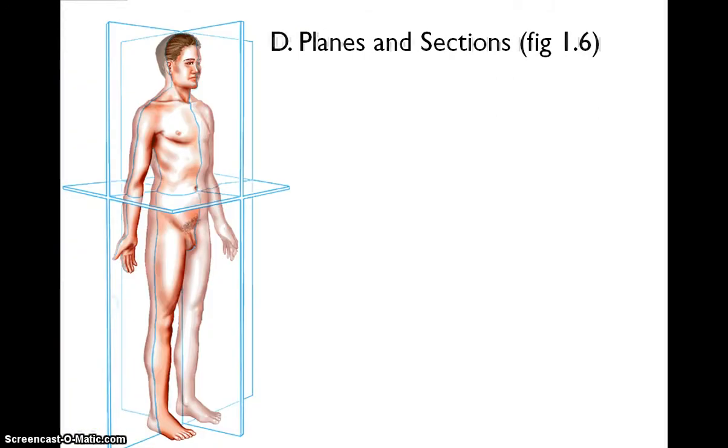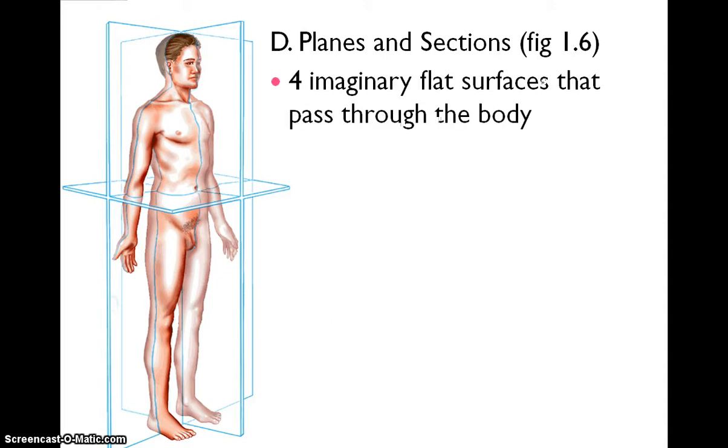The next set of terms that we're going to look at are the planes and sections of the body, and these are illustrated in figure 1.6 of your book. These would be used to dissect or to cut a specimen into pieces, either a whole organism or perhaps just a single organ. These are essentially what we would consider to be imaginary flat surfaces that pass through the body.